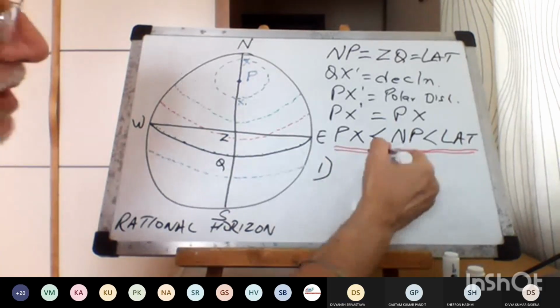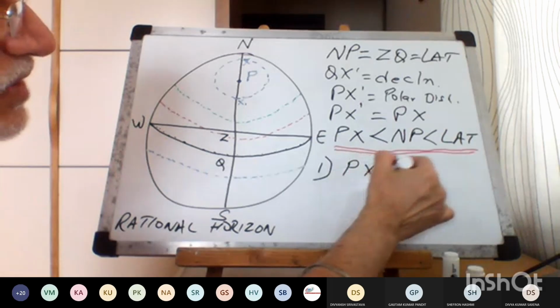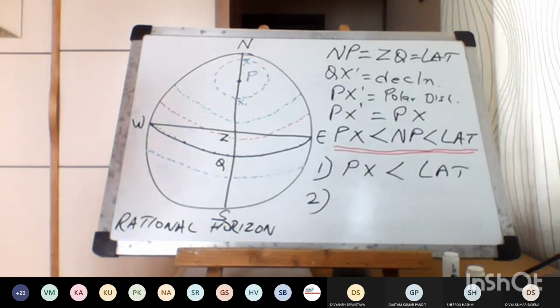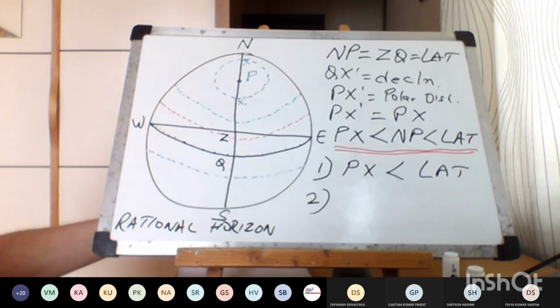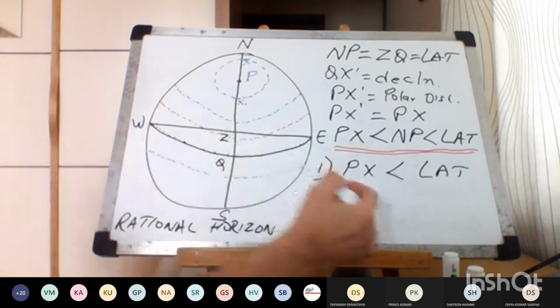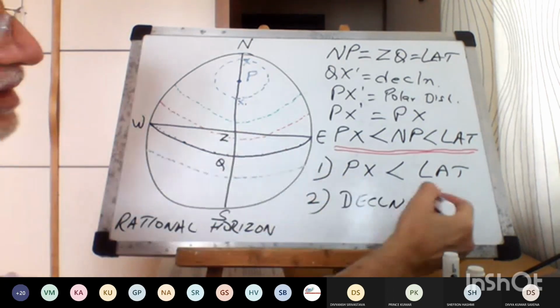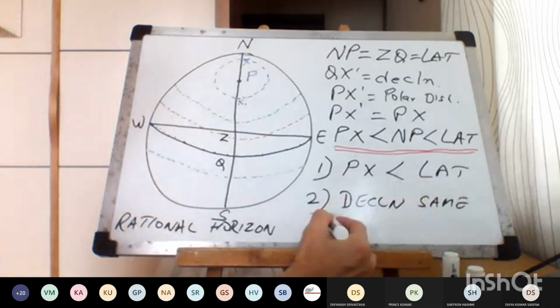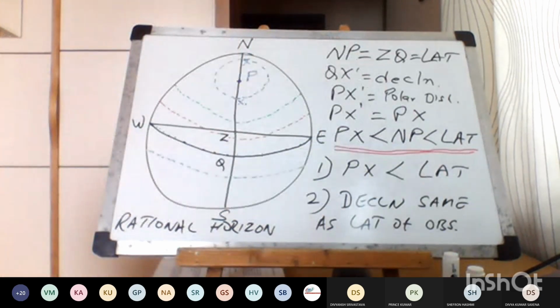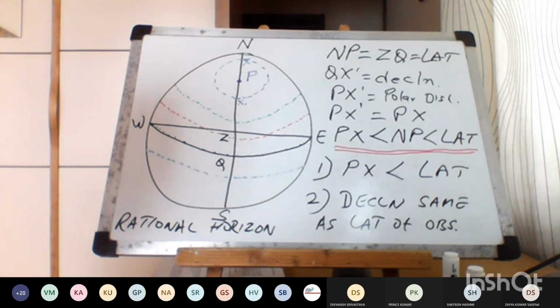One, polar distance should be less than the latitude. That is one condition. Second condition, apply your minds. Declination will be very high, declination same as latitude. Declination same as latitude of the observer. With south latitude it will not be visible, because it will already go above 90.